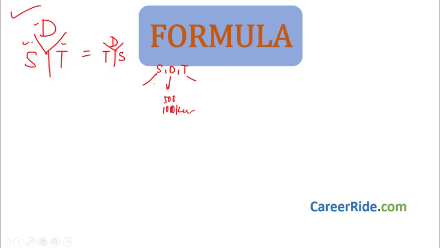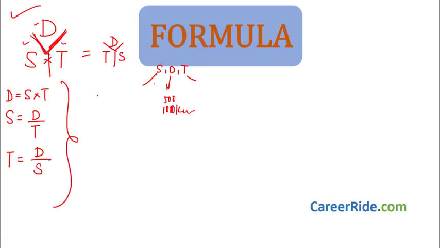Now let's see what the formulas are. Distance is speed multiplied by time, speed into time. Speed is distance divided by time, D upon T. So what will time be? Time is nothing but distance divided by speed. Here, see how easily we can remember all the three formulas using a simple Y of D S T, right?